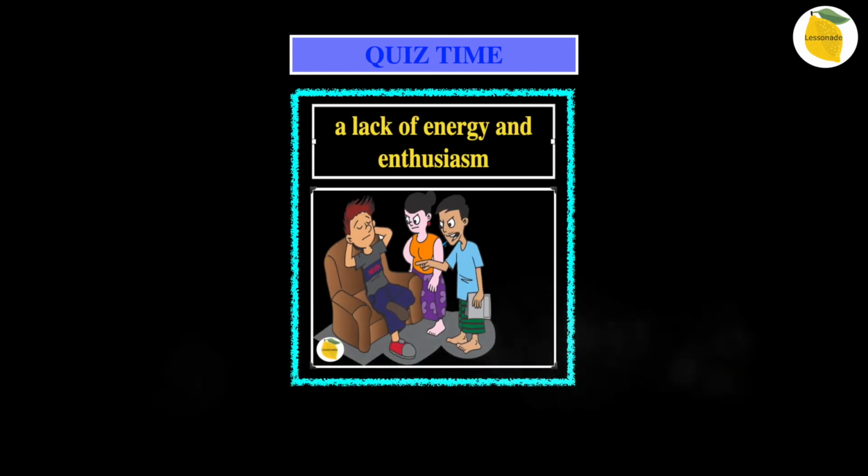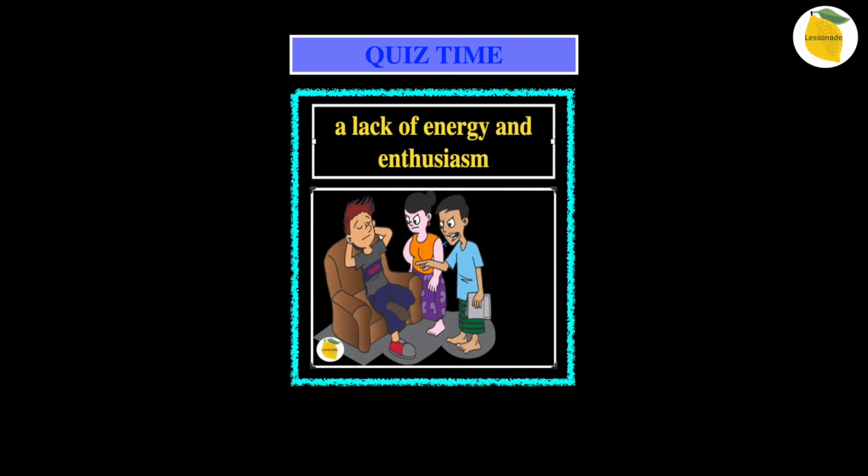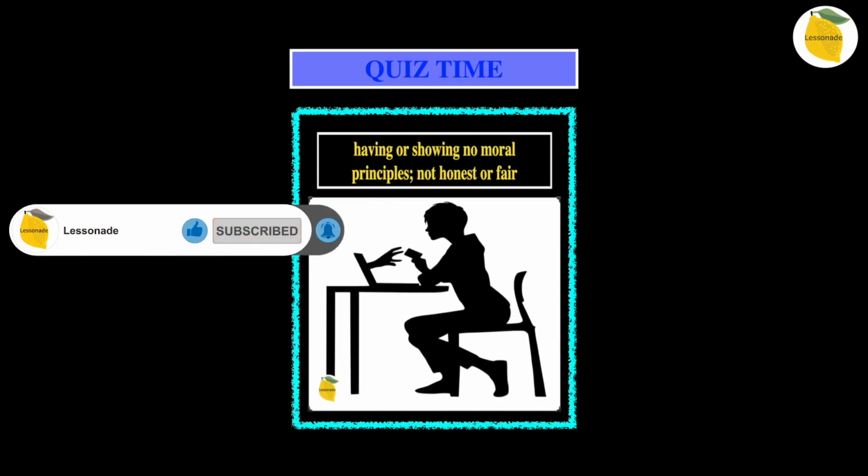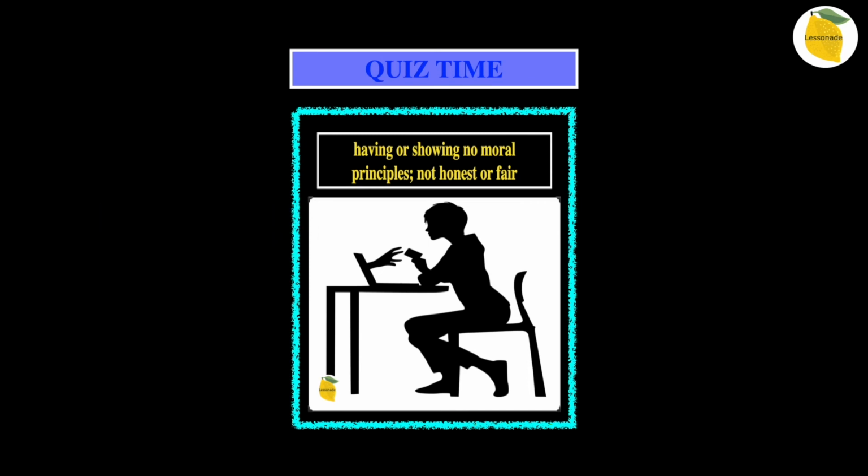So quiz number 1 is a lack of energy and enthusiasm. In this picture we can see someone who has a lack of energy and enthusiasm. The second question is having or showing no moral principles, not honest or fair. In this picture we can see someone trying to steal this other person's information.